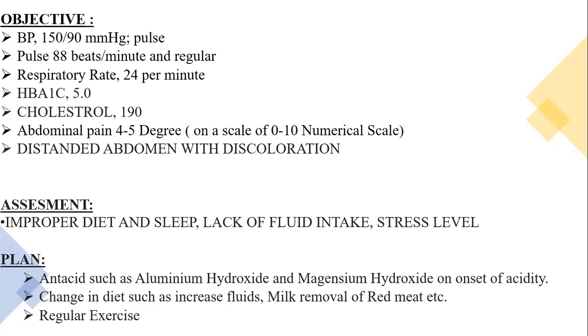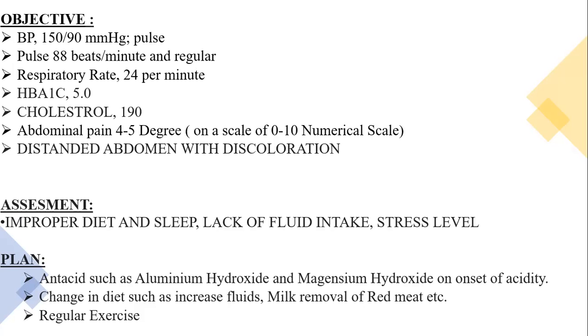Further, on observation, we found that the abdomen is distended, meaning it is out of shape or not at its normal position, with certain discoloration of skin on the area where the patient is complaining about abdominal pain. So what could be the reason? The reasons could be improper diet, spicy diet intake, fast foods, unbalanced diet, not eating at optimum times, lack of sleep, lack of fluid intake, or stress levels.